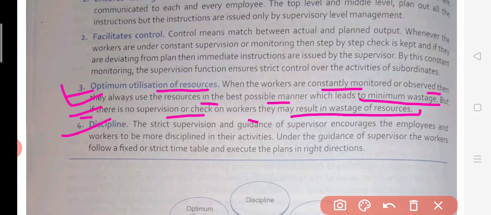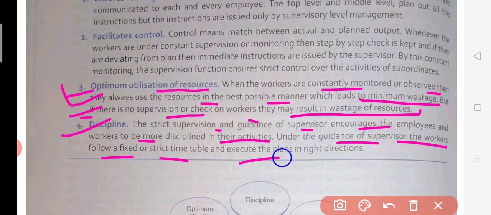So here now, discipline. Discipline is to keep everybody disciplined. So here also directions come into play. The strict supervision and guidance of the supervisor encourage the employees and workers to be more disciplined in their activities. Under the guidance of the superiors, the workers follow a fixed or strict timetable and execute the plan in the right direction. So here, a supervisor always passes on some strict instructions to the workers. Why should he do that? Because in order to create discipline in the company, he will have to do it.